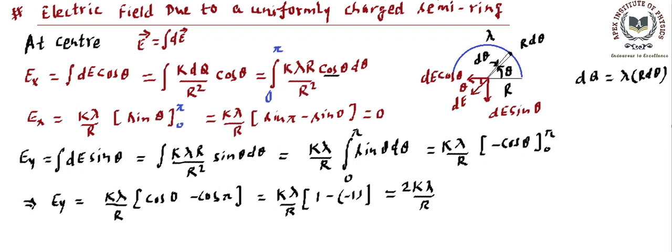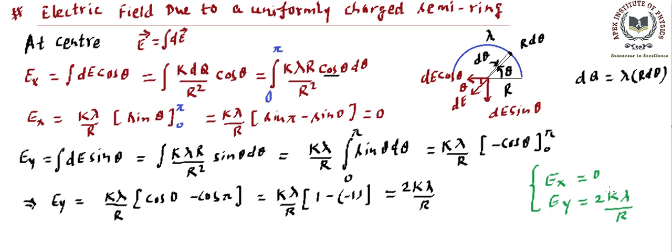Finally, what we have achieved or proved here is this. There are two components of field. One is Ex, which is equal to 0. Another is Ey, which is equal to 2k lambda upon r. So if we square and take the root, since the other field is 0, Ey is going to be the total field. That means because of a semicircular ring, the field at the center is in the vertical direction in this particular case, and this value is 2k lambda upon r, where r is the radius, lambda is the charge density, and k is 1 upon 4 pi epsilon naught.